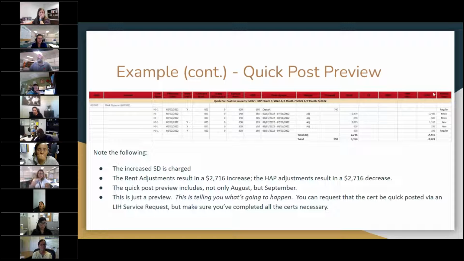The opposite is happening on the HAP. They're taking back the original charges from February to July, taking back the August charge, and they're replacing them with the higher charges. And we can see here it's kind of a net zero sum. This is what we're talking about in those first graphs. There's $2,716 in additional adjustment rent charges. There's $2,716 less in HAP. So one goes down, the other goes up.